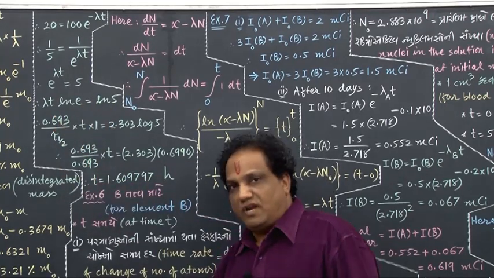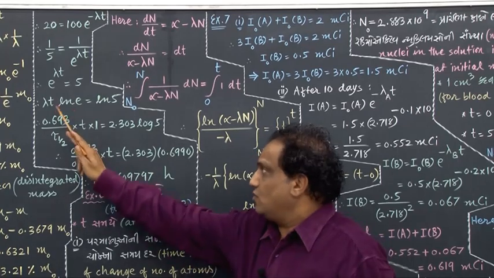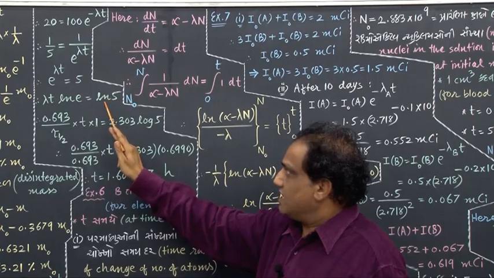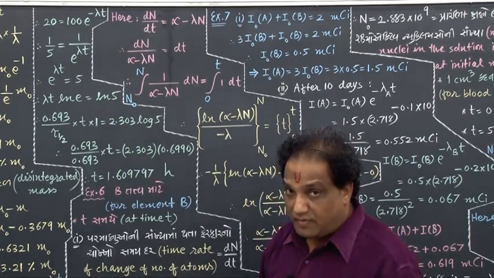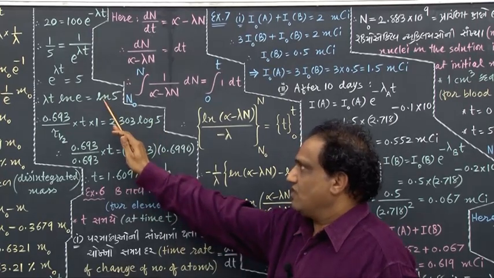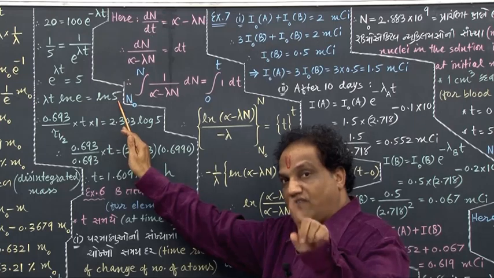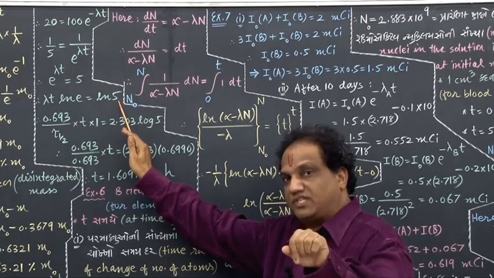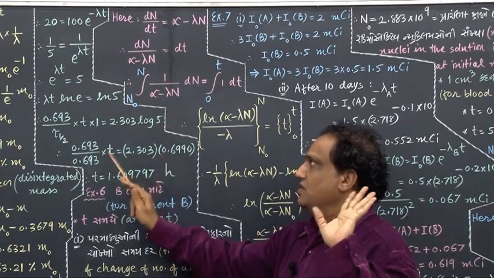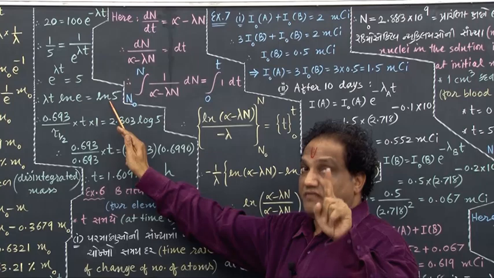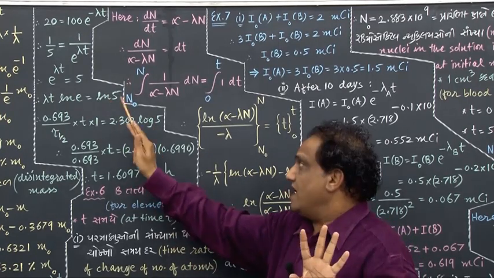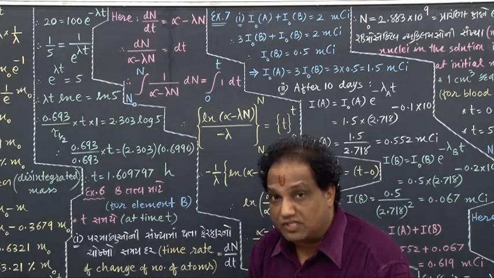What is lambda? By formula, 0.693 upon tau half into t. Natural log of e means log e to the base e, which is 1. Natural log of 5 means what? Log 5 to the base 10, and from your log table you will get it. Wait. First of all, natural log of 5, that is log of 5 to the base e. Now base e to base 10: you must multiply by 2.303 log 5. Here ln means natural log, having base e. Here log means having base 10. To convert base e to base 10 you must multiply by 2.303.